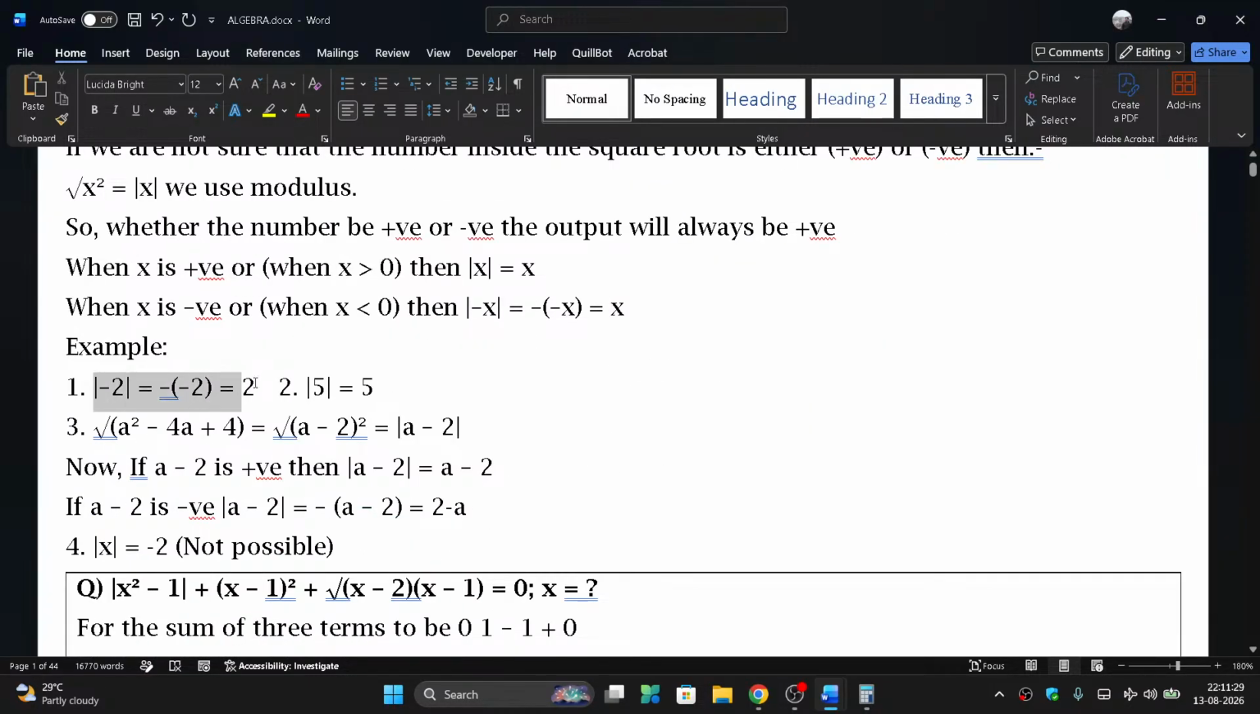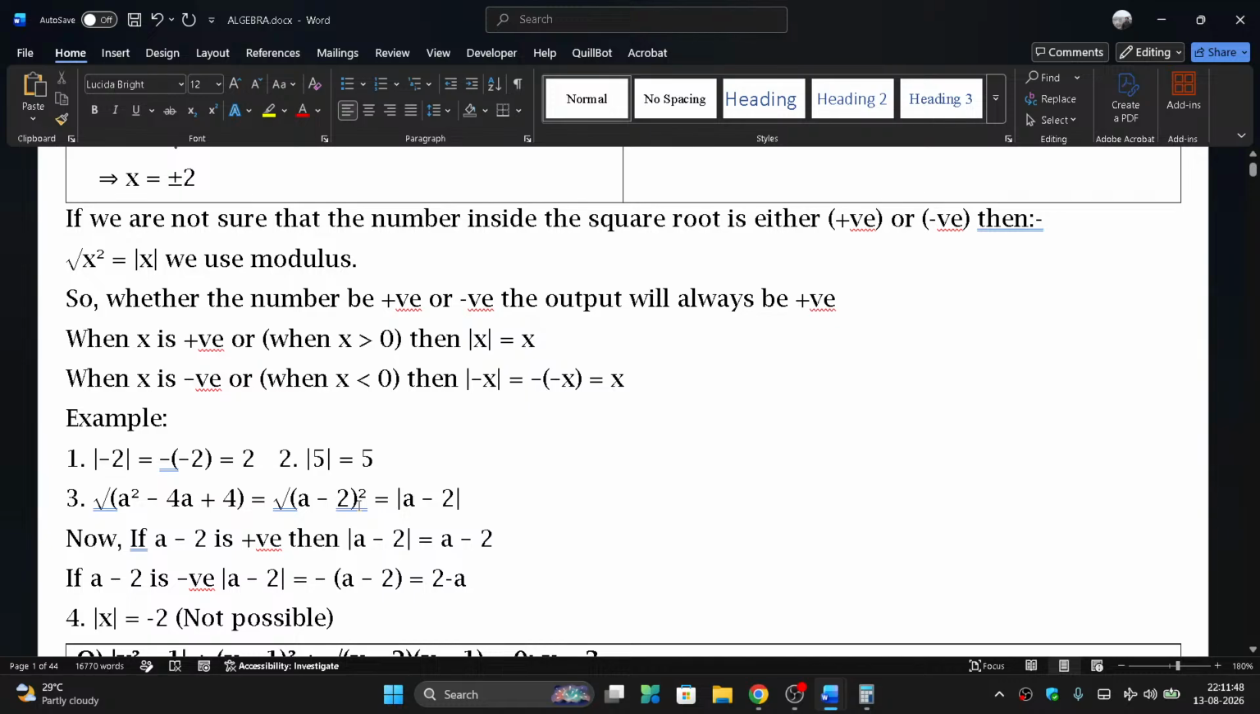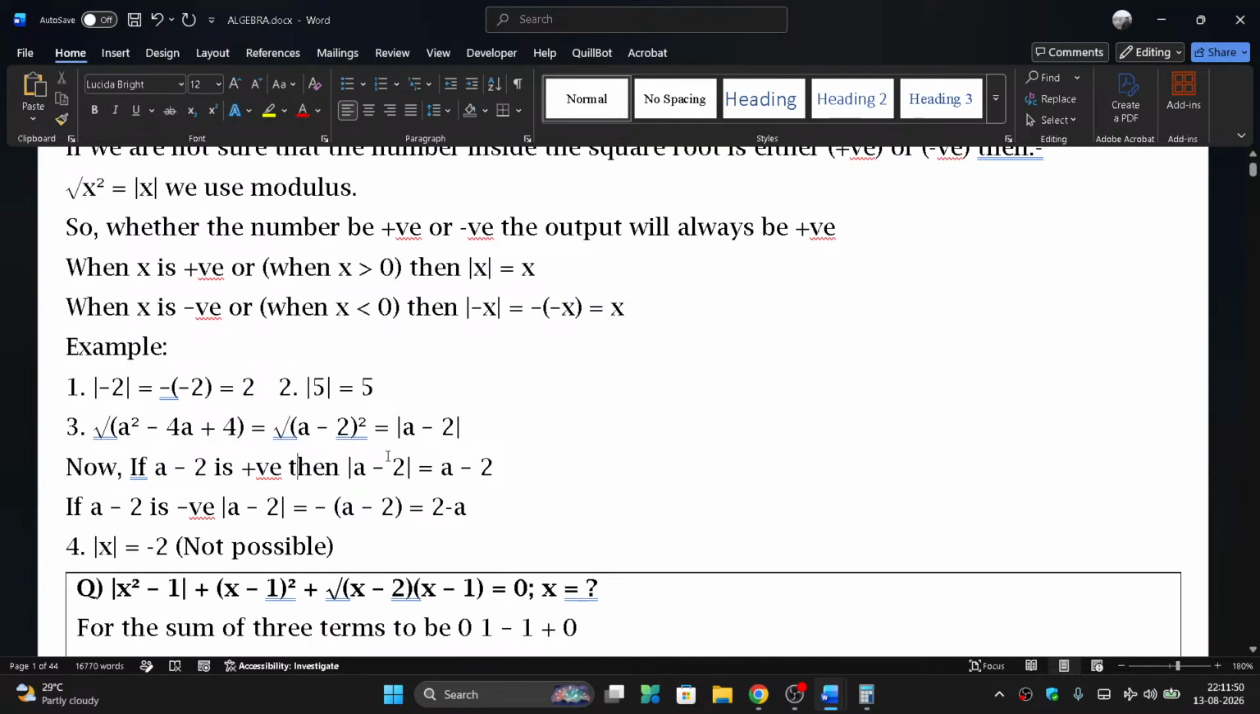Here are some examples of this. This is the example of a positive number inside the modulus. This is the example of a negative number inside the modulus, and this is the example of an equation under a square root. Okay, and we don't know this yet.